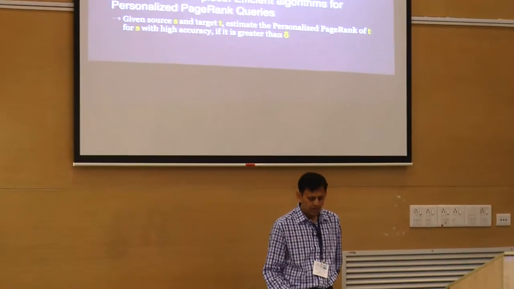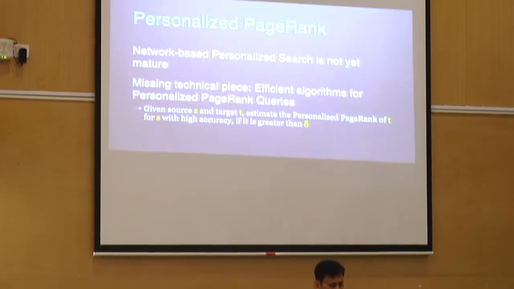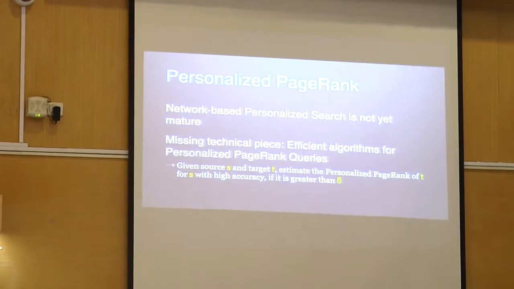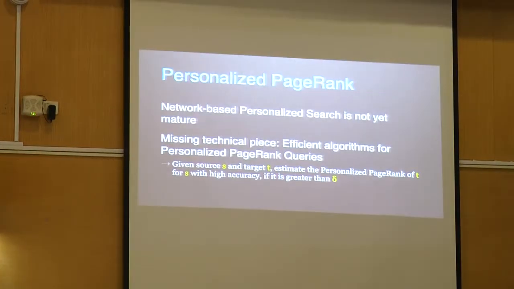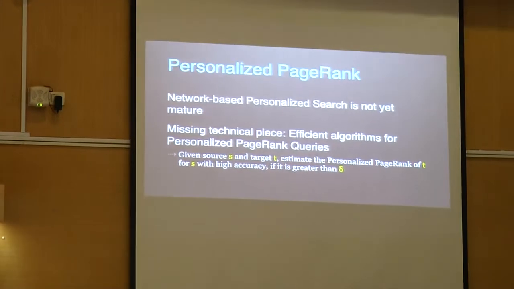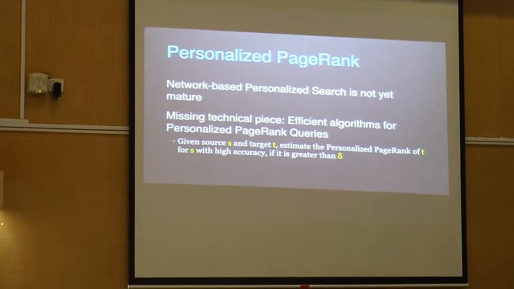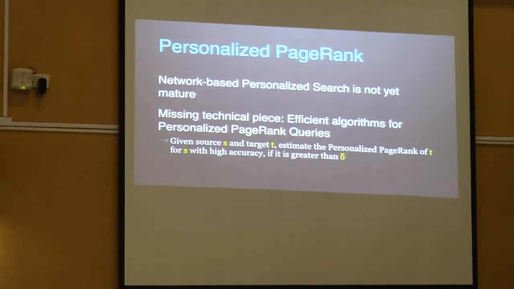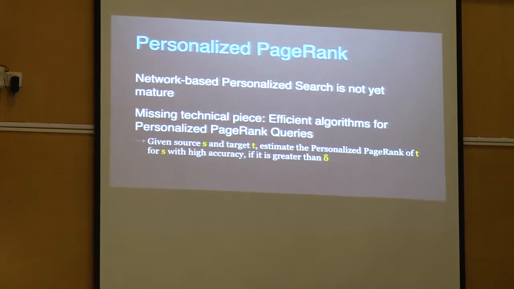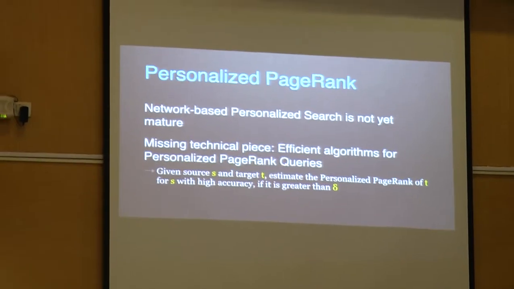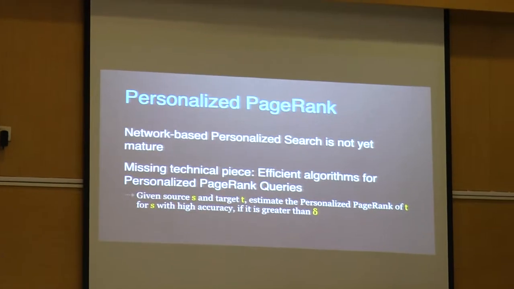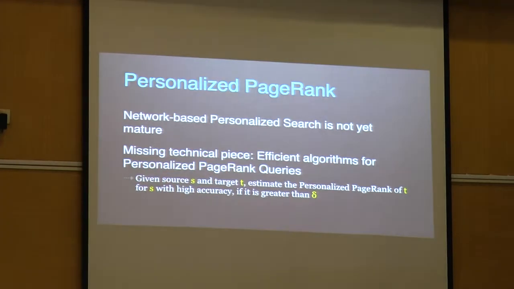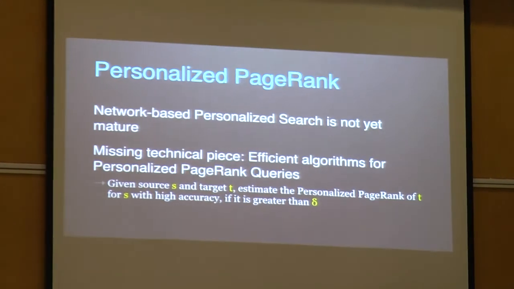And so somehow I feel like network-based personalized search is not yet very mature. So if you go to any website, for example Twitter or Google or Facebook, and you do a search, you'll find that this search is often personalized to your interests, but it's not really personalized to your network. And I think one of the reasons is there's a missing technical piece here, and the missing technical piece is efficient algorithms for personalized page rank queries.